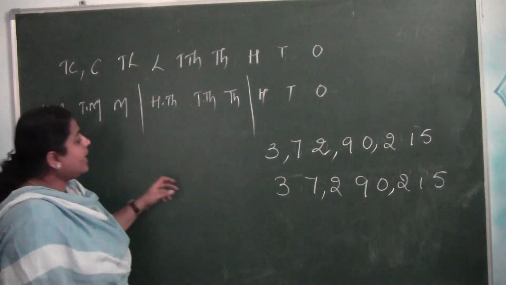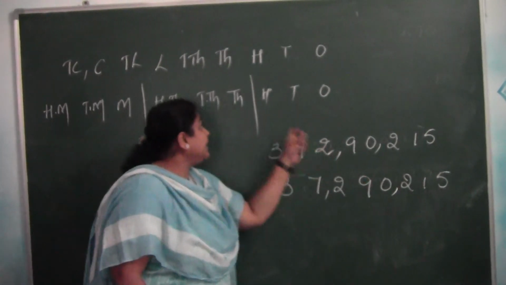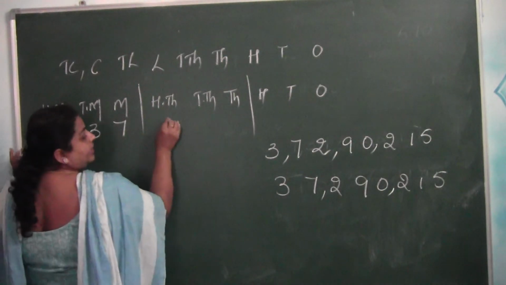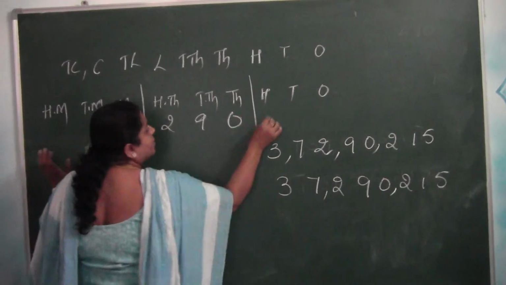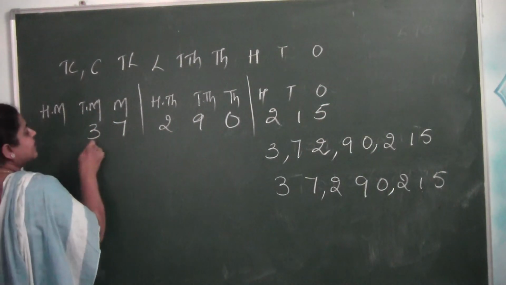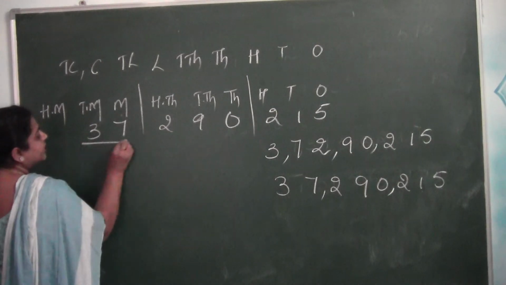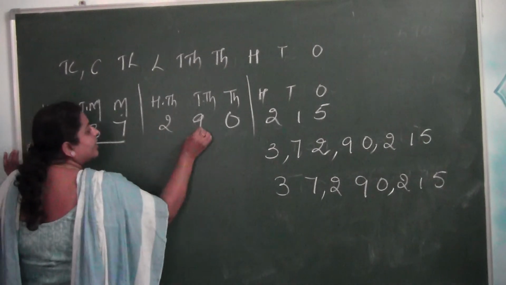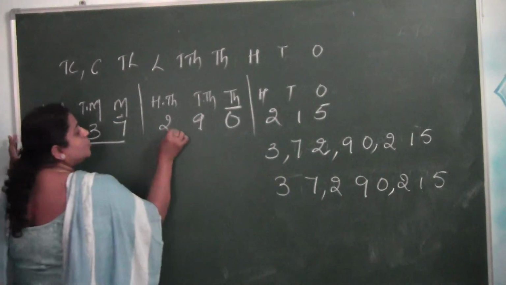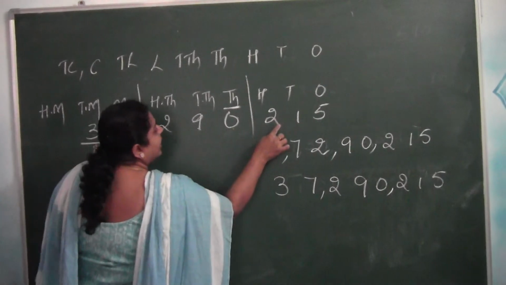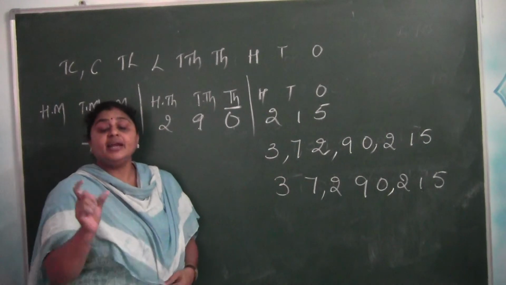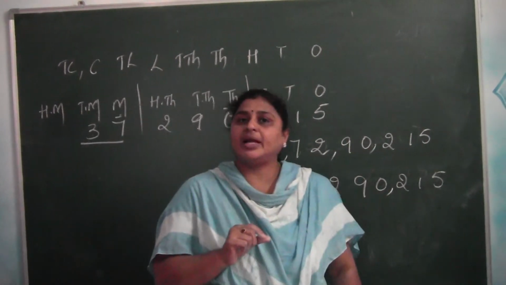37 million and 290,000. Let us write the same number here, 290,215. Now let us read using this. See, 37 millions, 290,000 and 250. This is how you read and write in terms of the international place value system.